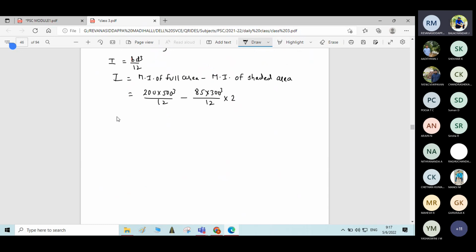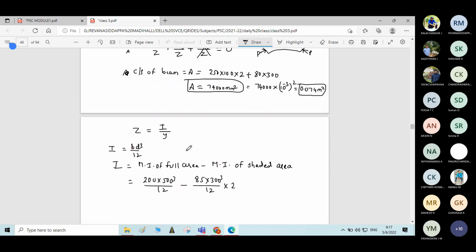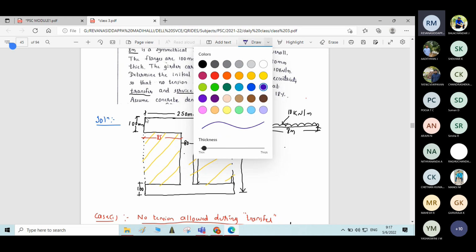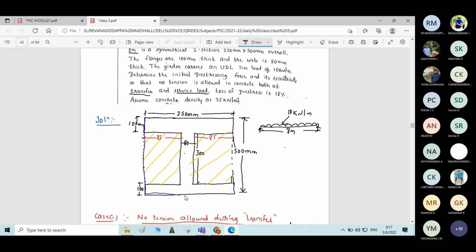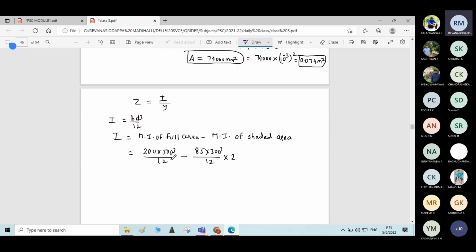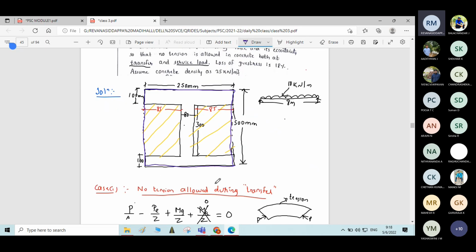Sir, you'll get 250 into 300 cube? No, sir. 250 into 300. For the full area, you have written 200 in this. Moment of inertia of the full area means, see here, this area. Let me show you. Moment of inertia of this whole rectangle means you need to take overall width 250, overall depth 500. So that is 250 into 500 cube divided by 12. Yes, sir, you have written 200. Oh, sorry, 250. Let me correct it. 250. And the moment of inertia of the shaded area: 85 into 300 cube divided by 12, into two numbers.